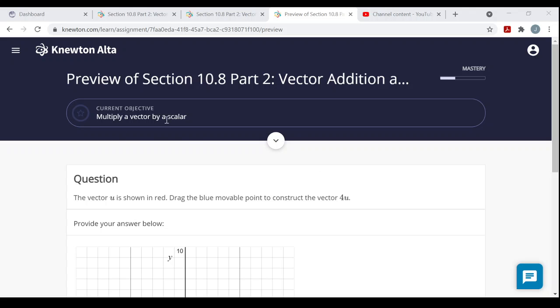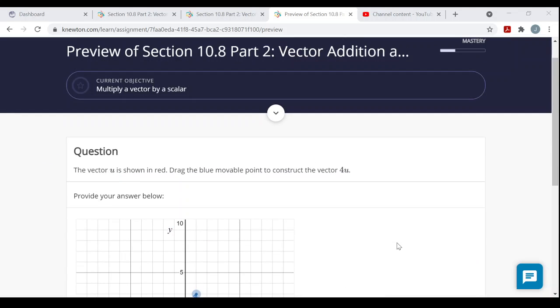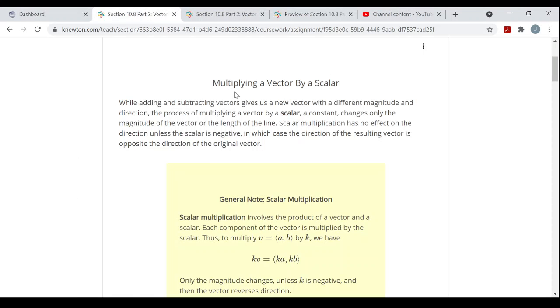If you want to see more about the topic, click on More Instruction, look at their videos, their notes, their examples. Hopefully those help you. In fact, I'm going to show you some of those notes. So we've got multiplying a vector by a scalar.